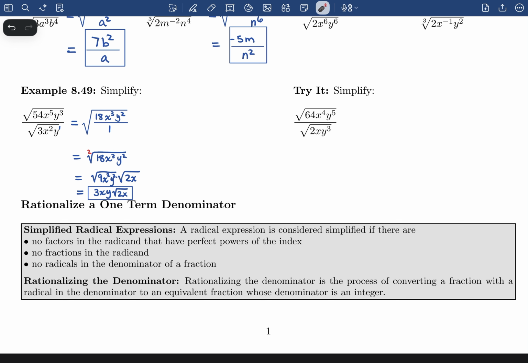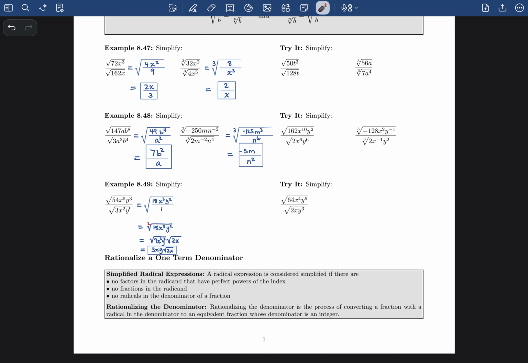All right, so this is what we're about to talk about. We're not allowed to have a radical or a root in the denominator of a fraction. If that's the case, we're going to have to do something to make it so that it's not in the denominator anymore. That's called rationalizing the denominator. So rationalizing the denominator is the process of converting a fraction with a radical in the denominator to an equivalent fraction whose denominator is an integer. No more radicals in denominators.